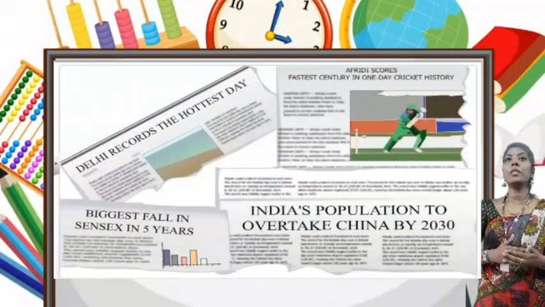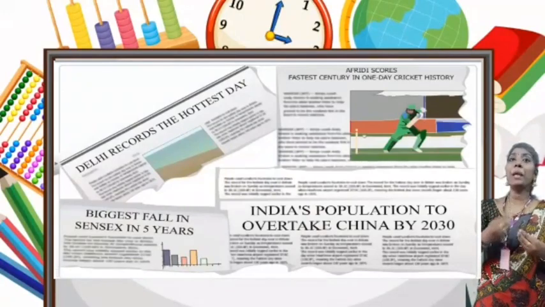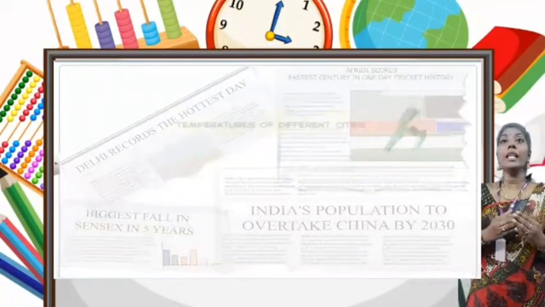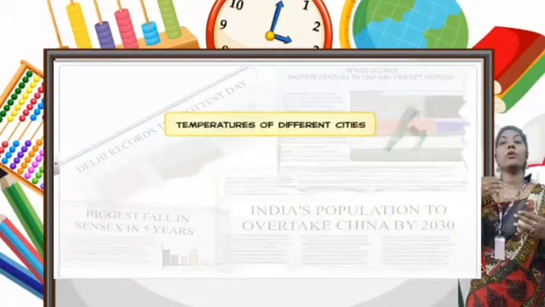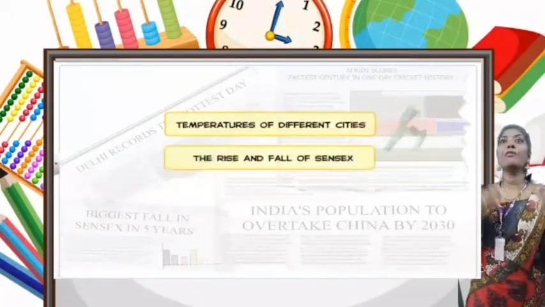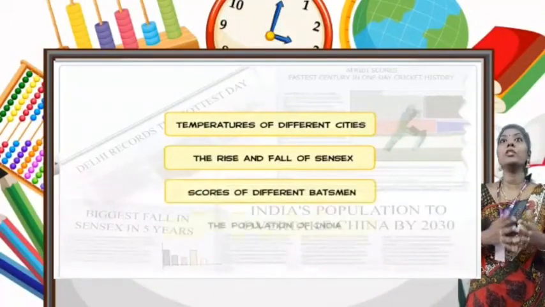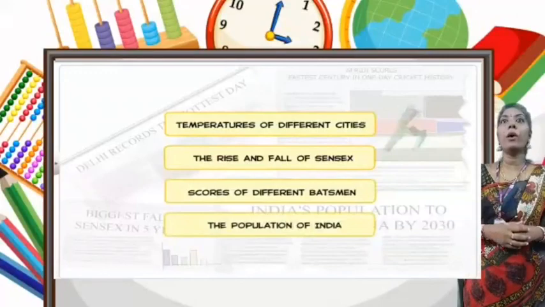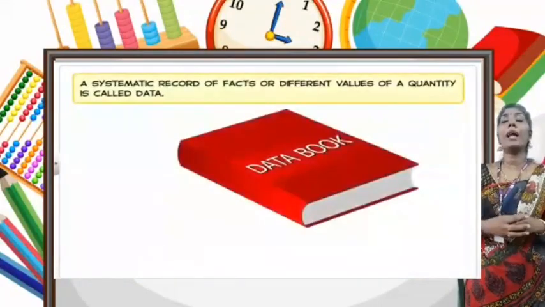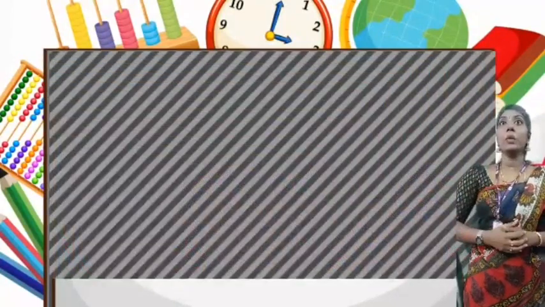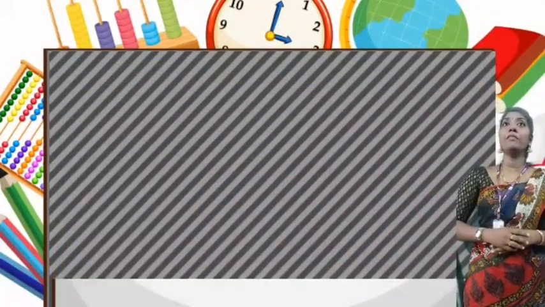These headlines are possible only because some people and some organizations continuously maintain a record of quantities, such as the temperature of different cities, the rise and fall of Sensex, scores of different batsmen and the population of India. The systematic record of facts of different values of a quantity is called data. An analysis of data can give us many different kinds of information.